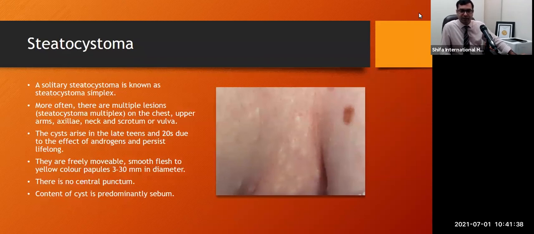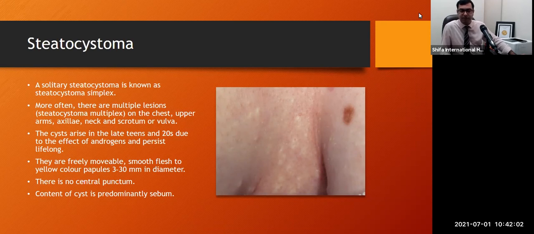Steatocystoma, and they are sometimes multiple in teenagers. Those are the group of patients you're looking at, because of androgen effect, and they are usually persistent. You can do excision again. Some people advocate cautery, but again, see how the patient is, how much worried they are.